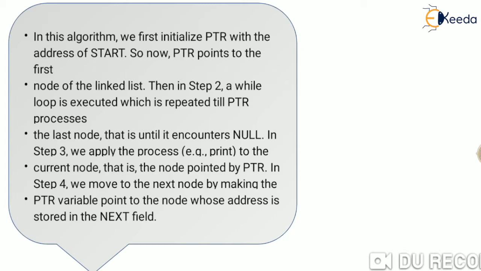In step 3, we apply the process to the current node, that is the node pointed by ptr. In step 4, we move to the next node by making the ptr variable point to the node whose address is stored in the next field. So this is the explanation, or you can write in your own way once you understand the concept. This is my way to explain the concept. Once you understand the concept, you make a habit of writing on your own.